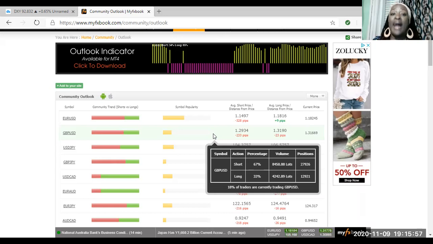If you have the masses of traders who believe that their particular pair is going to go short, then it's going to drive volume. That doesn't mean that they're correct. It just means that the masses or a certain percentage of traders believe that this is what the market is going to do. And that does have an effect on how the market moves. So you want to be aware of that.